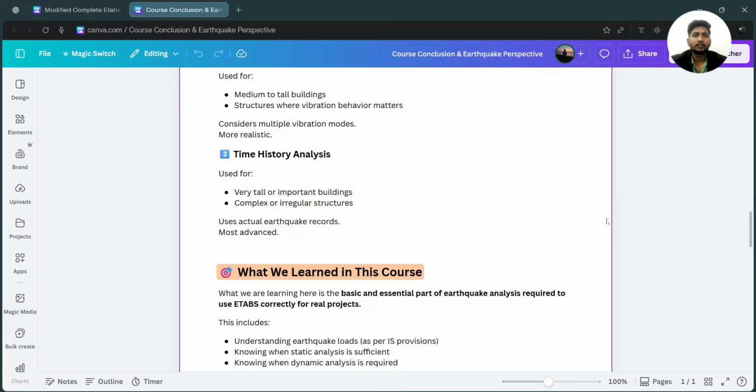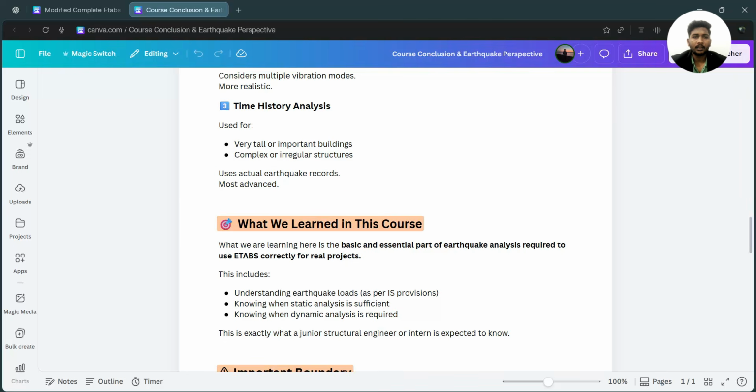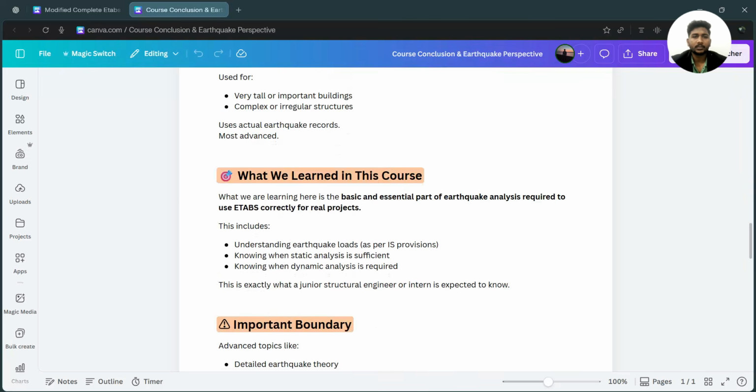It means whatever earthquakes have happened in the past, it takes them in the form of records, and it will form the record and analyze the building based on the site and all these things. Okay, and it is a very advanced analysis method.